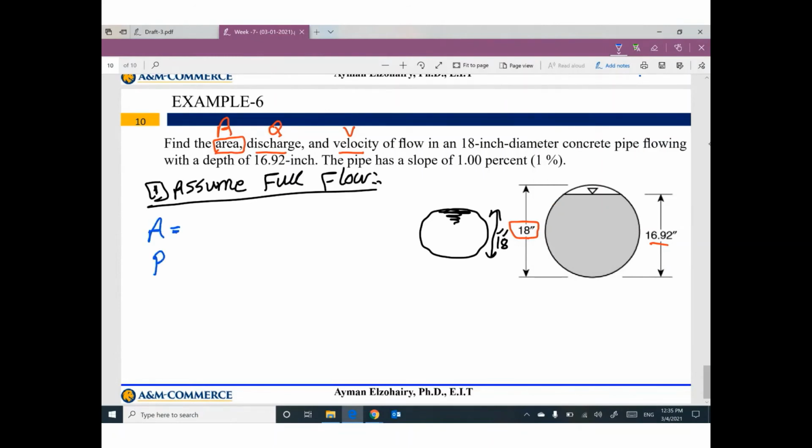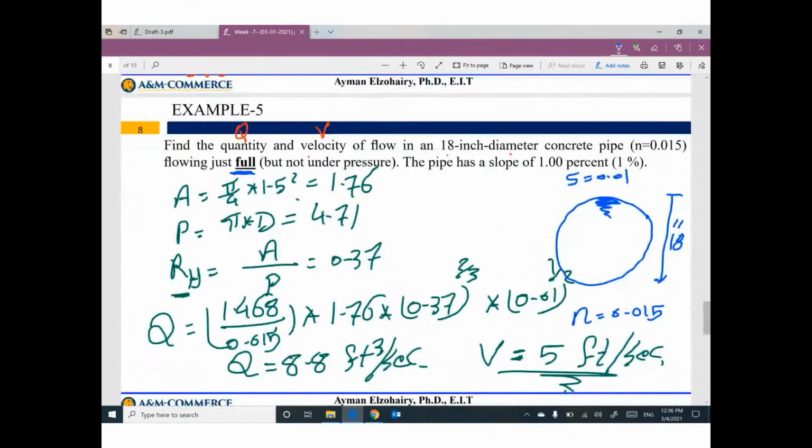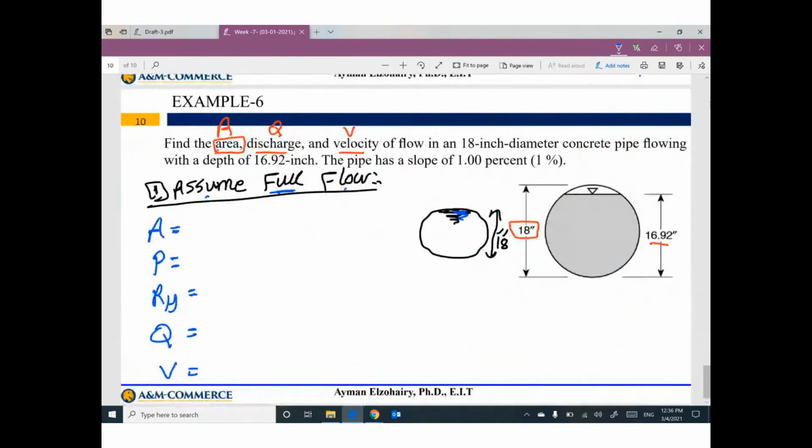What is the wetted perimeter? What is the hydraulic radius? What is the discharge? What is the velocity? In the case of full flow, I will calculate everything because your flow is full. So you have a problem that looks like this problem, full. And for this problem, we can figure out velocity, discharge, wetted perimeter, area, hydraulic radius, everything, because your pipe is full.